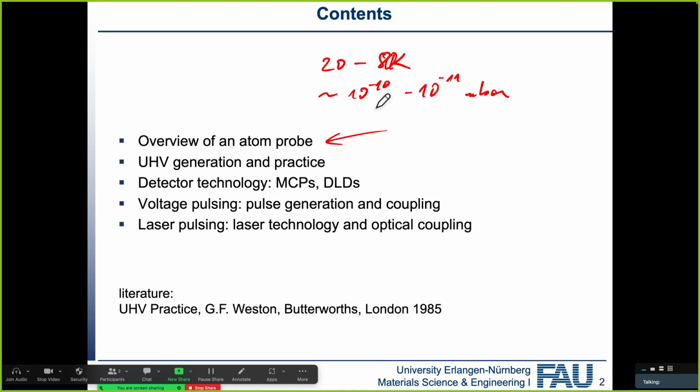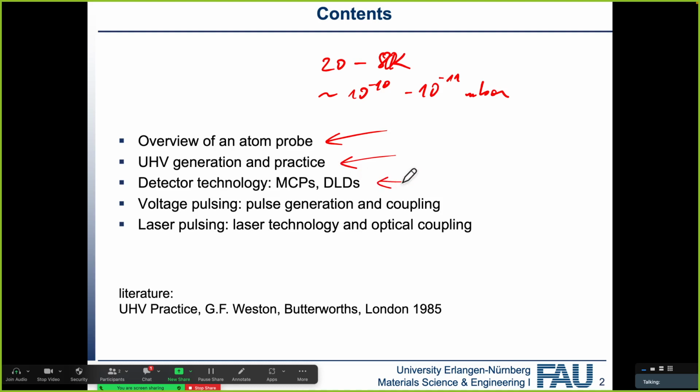And you've already seen the atom probes downstairs, and most of what you see is actually the vacuum system, and the vacuum and the cooling system that really dominates the appearance of the instrumentation. And so we're going to look into UHV generation and practice. What is important about it, and why is ultra-high vacuum a bit different than regular vacuum? Because we're talking not about the pressures we have, but residual contamination is really the important bit.